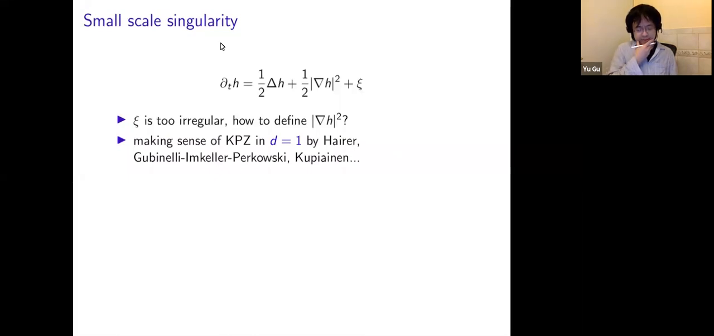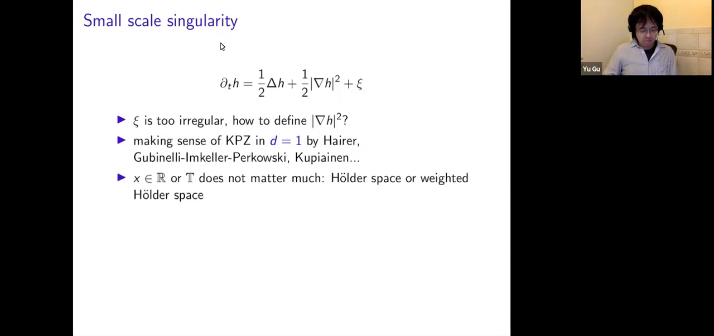During the past 10 years, there has been a lot of progress in making sense of this equation in d equal to one, starting from the work of Hairer, then Gubinelli, Imkeller, Perkowski, Kupiainen, and so on. To make sense of this equation, to fight the small-scale singularity, it doesn't matter that much whether you are on the torus or on the line, because it's a small-scale singularity you're fighting with. I'm not saying that going from the torus to the real line is straightforward. Sometimes it's highly non-trivial, but it's some different difficulties you're fighting with.